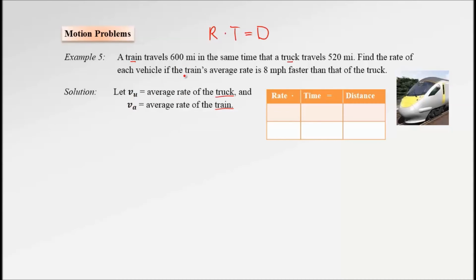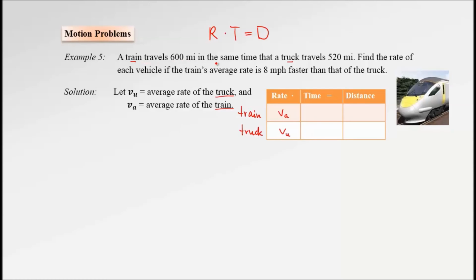Then let's try to organize all the information about the train and the truck in a table that starts with our favorite formula, rate times time equals distance. So in the first row, I'm going to record everything that I know about the train, and in the second row, everything that I know about the truck. Okay, the rates for the train and truck are already established. Those are the unknowns. So V sub A is the rate of the train and V sub U is the rate of the truck. Now, the second column refers to time.